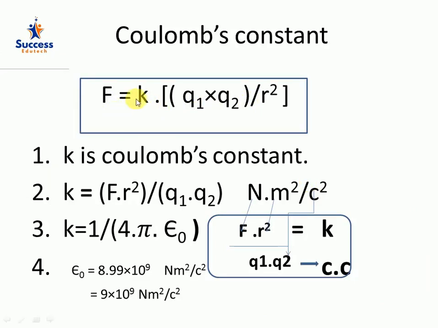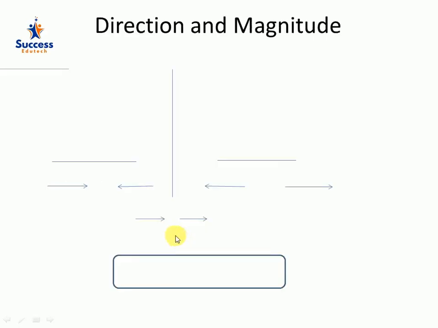Now what is K? This K is called Coulomb's constant. It is given as F into R square divided by Q1 into Q2, in Newton meter square per Coulomb square. It is found that this K is equal to 1 upon 4 pi epsilon naught. We know pi, but epsilon naught is called the permittivity of the medium, so it may differ.